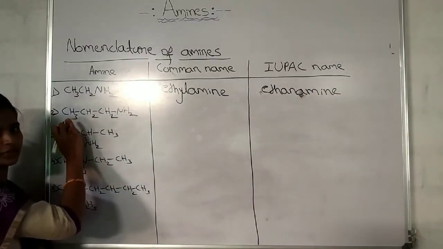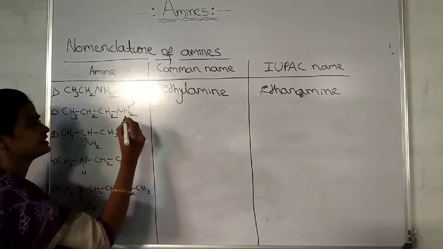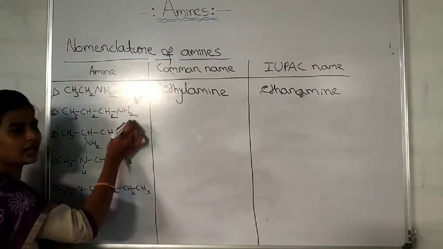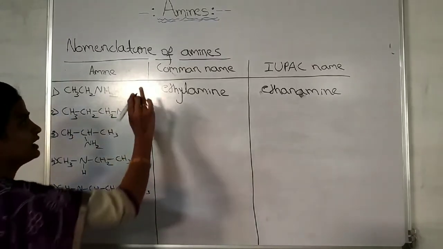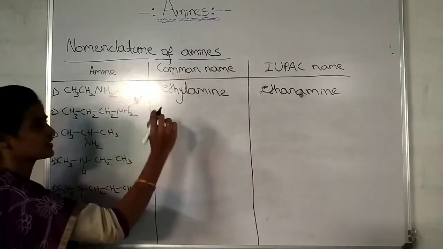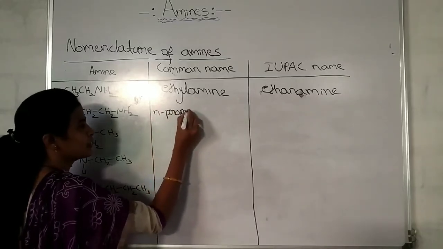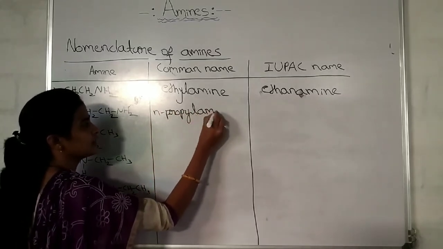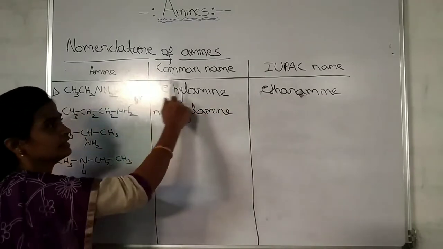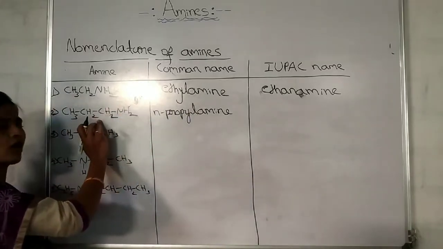Next one. Look at the number of carbon atoms first. 1, 2, 3. Three carbon atoms are there, and what is the nature of this amine? This is a primary amine. Two active hydrogens are attached, therefore it is a primary amine. What is the common name of this one? It is not branched, it is a straight chain. Therefore, N-propyl amine. N and iso are used only in the common system, not in the IUPAC system. Therefore, N-propyl amine is the common name.